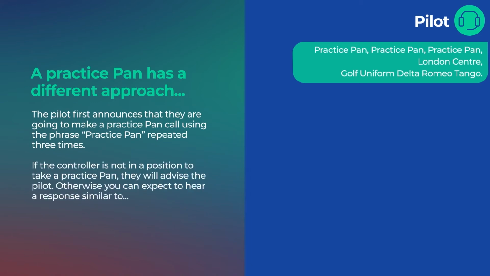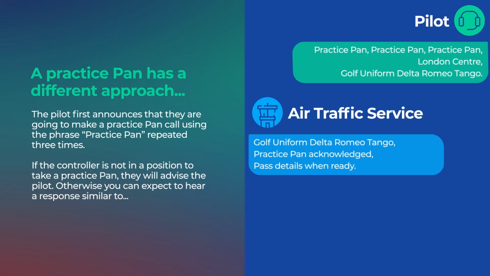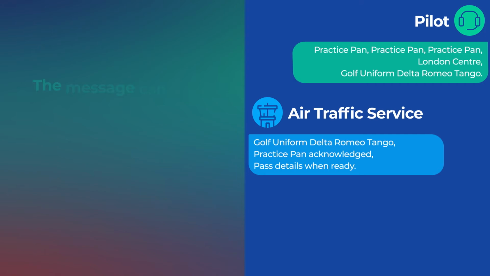If the controller is not in a position to take a practice PAN, they will advise the pilot. Otherwise, you can expect to hear a response similar to the following. Golf Uniform Delta Romeo Tango, practice PAN acknowledged. Pass details when ready.